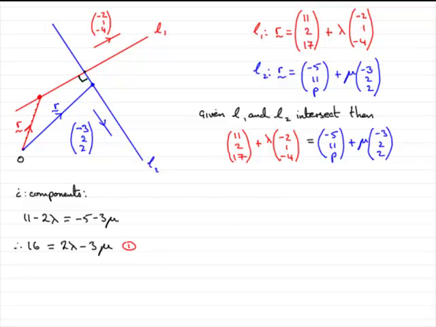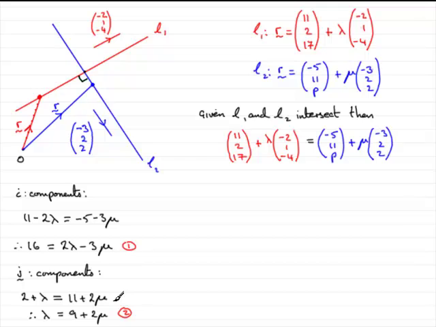Now what we do next is we look at the j components, that's the middle line, and we do exactly the same. Let's compare the j components. We've got 2 plus lambda is equal to 11 plus 2 mu. I'm going to make lambda the subject, so if I take 2 from both sides, lambda will equal 9 plus 2 mu. And this is my second equation. Now I've got two equations with lambda and mu in, and I can solve these simultaneously.